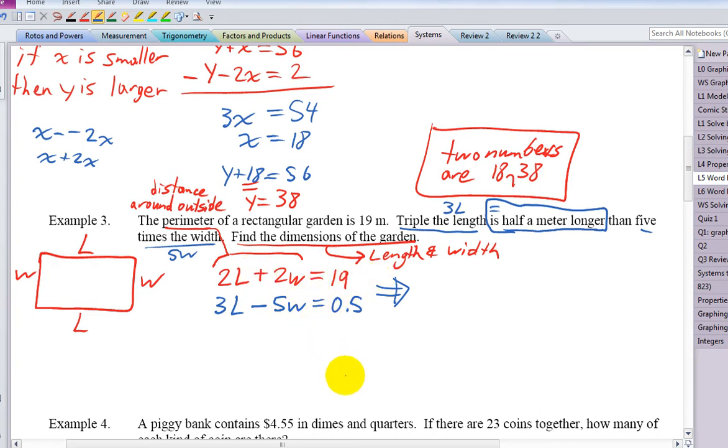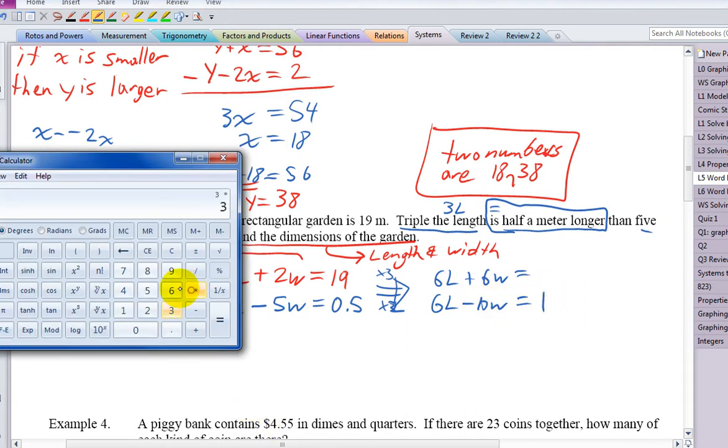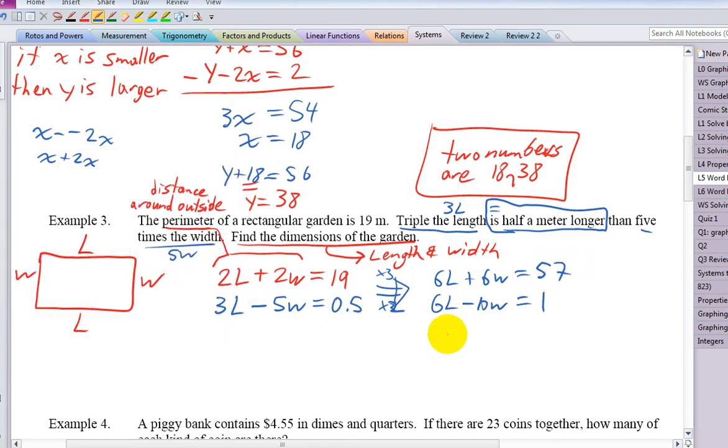Sorry? 3? Why? Good. So what are you trying to get the same? The length. So the top one we're multiplying by 3, the bottom one we're multiplying by 2. There we go. So now we can eliminate the L's.